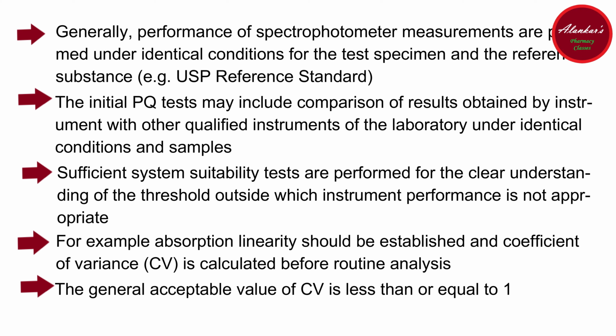Sufficient system suitability tests are then performed for a clear understanding of the threshold outside which instrument performance is not appropriate. For example, absorbance linearity should be established and coefficient of variance is calculated before routine analysis of any sample. The generally acceptable value of coefficient of variance is less than or equal to 1. So this is all about the qualification of the UV spectrophotometer.